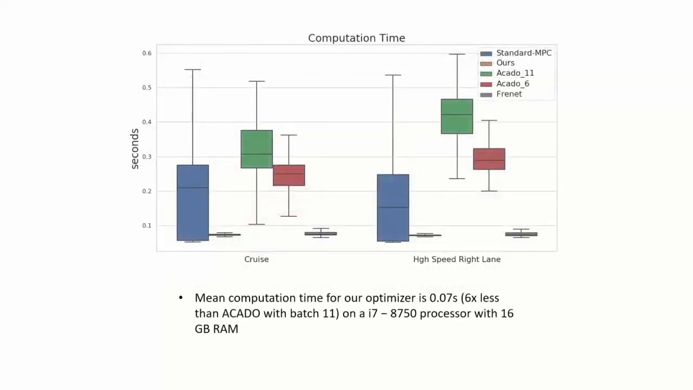This is the most important result of the paper. Our batch optimizer can run at a computation time of 0.07 seconds for a batch size of 11. This is 6 times less than our main competing baseline, the parallel/batch version of Ocado. Fresnel frame planner has similar computation time as ours, but as already shown, it performs worse across all metrics among the multimodal baselines.